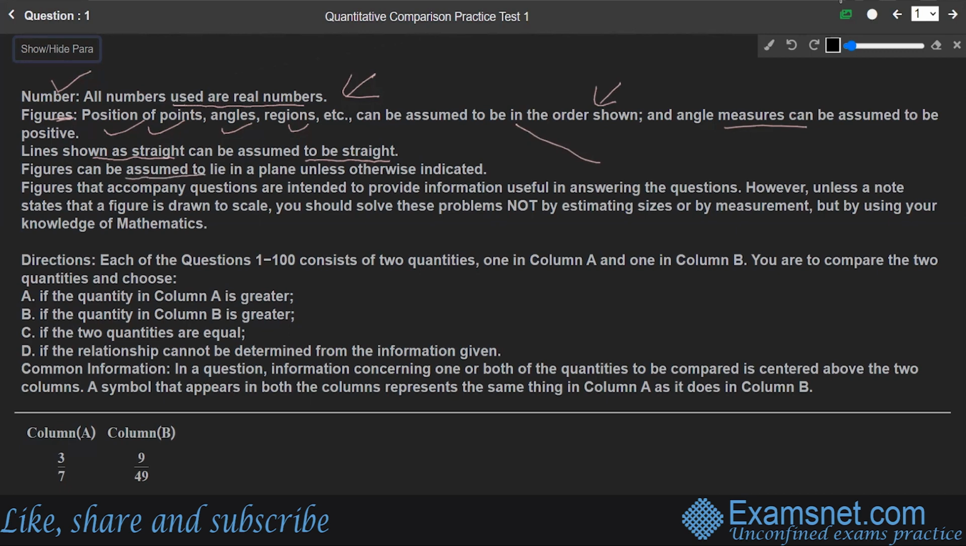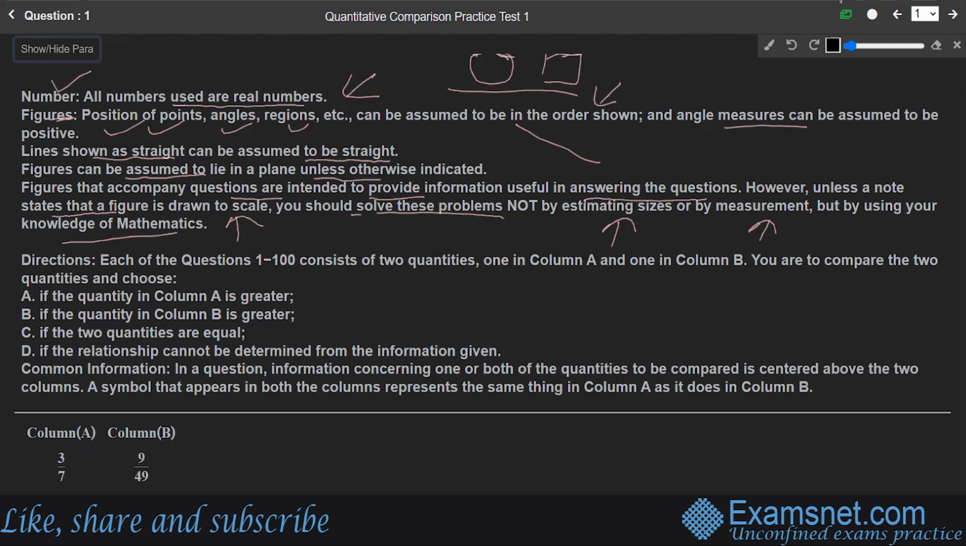Figures can be assumed to lie in a plane unless otherwise indicated. So if 2D figures are drawn, like a circle and a square, we can assume that both figures are on the same plane. Figures that accompany questions are intended to provide information useful in answering the question. However, unless a note states that the figure is drawn to scale, you should solve these problems not by estimating sizes or by measurement, but by using your knowledge of mathematics. So that means we are not supposed to assume the size, but we have to practically solve it. Now let us begin with the question.